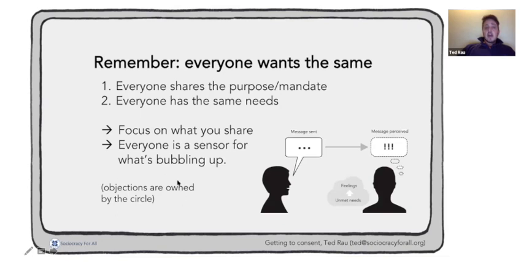So that is also, by the way, since the objections are owned by the circle, not by the objector, I never put the constraint on a group that the objector can only object if they have a better idea. I would never do that, because that is incompatible with how I think about it. I want people to be free to object and trust the wisdom of the group to figure something out. But it's not their responsibility to fix it. They've done their duty by raising it.